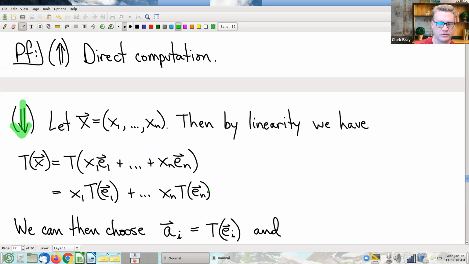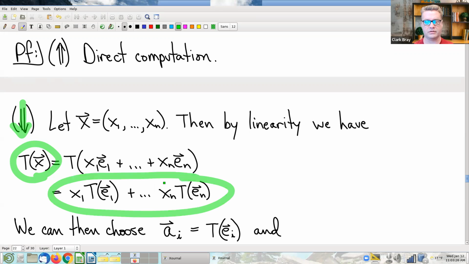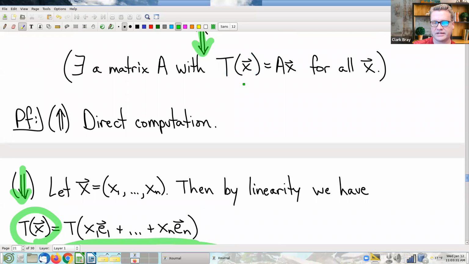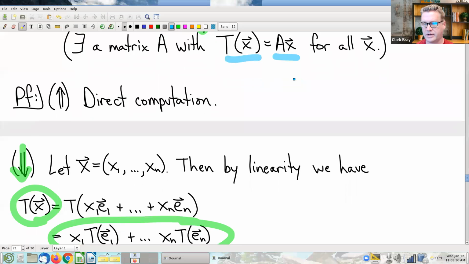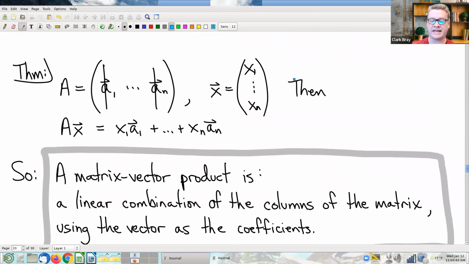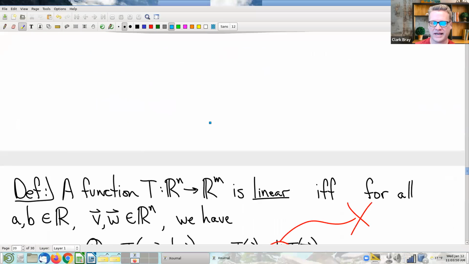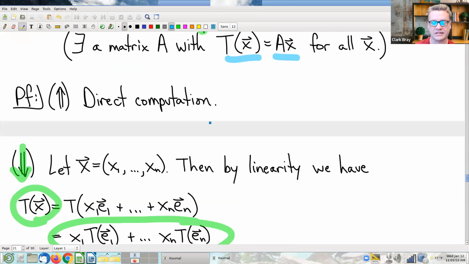So what I've shown, not done yet, is that T of X is a linear combination. What I'm trying to show is that T of X is a matrix vector product. So I know that it's a linear combination, and I want it to be a matrix vector product. Sure is handy that we know that matrix vector products are linear combinations. With that observation made, that pretty much tells us what to do.